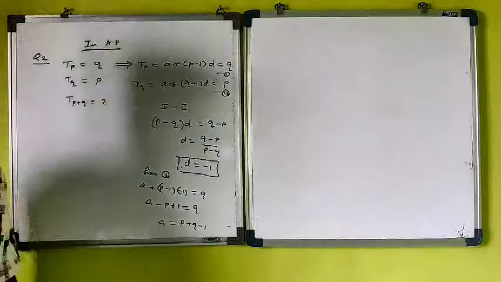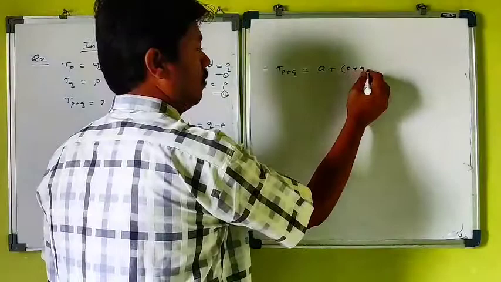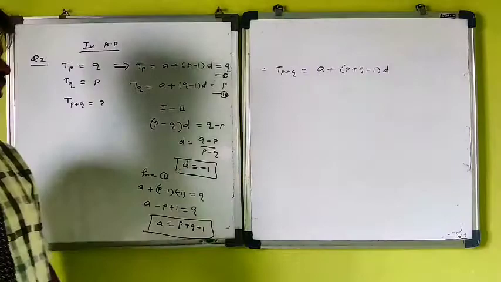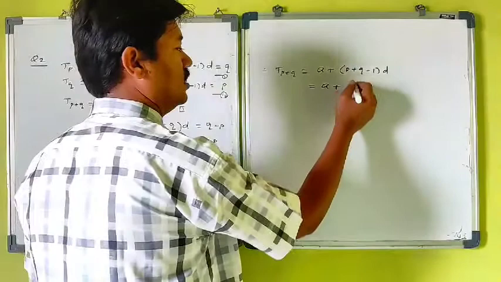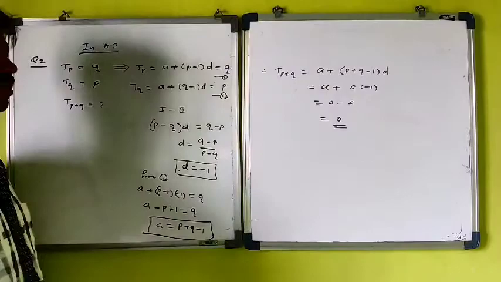So A is equal to P plus Q minus 1, and therefore T(P+Q) is equal to A plus (P plus Q minus 1)D. Here it is clear that this value is A and this value is minus A. A minus A, so the answer is 0. So T(P+Q) is equal to 0 for this. That's a very simple answer here. That's it.